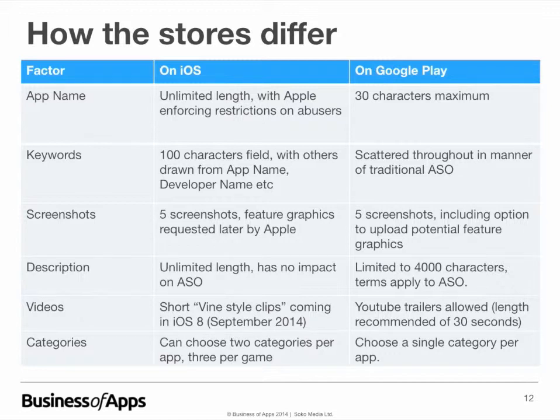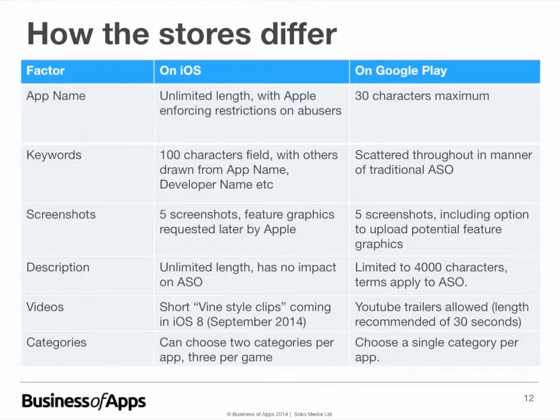And then when we look at the keywords, how it works on iOS is an important area to really consider. There are a few areas that it's drawn from. So you've got this 100 character keyword field, which you fill in when you're uploading your app. You've got other keywords that are drawn from your app name, your developer name, and even your in-app purchase name.